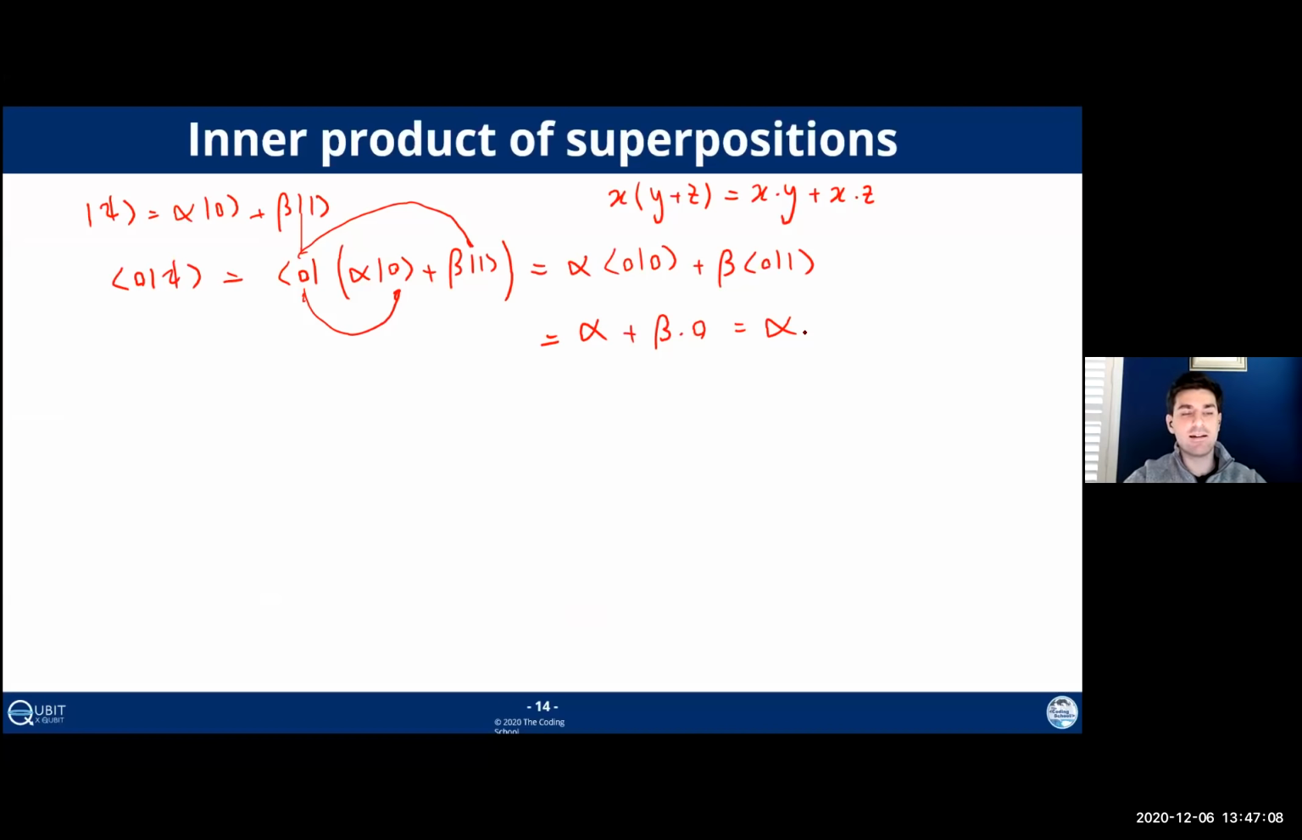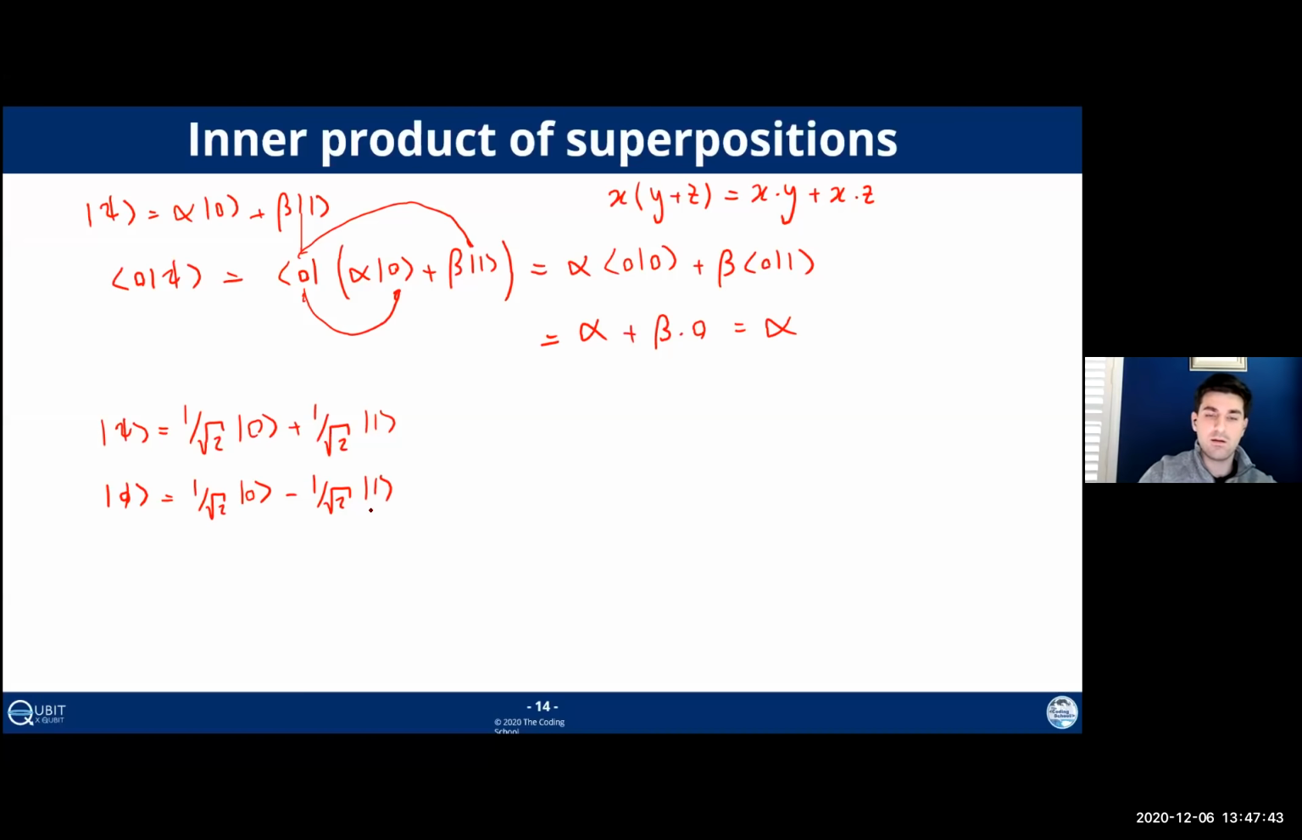So now let's look at some other states. Let's make things a little bit more complicated. Now let's look at the inner product of two superposition states. So let's say I have again state psi, which is equal to 1 divided by square root of 2 times 0 plus 1 divided by square root of 2 times 1. And then I have the state phi, which is 1 divided by square root of 2 times 0 minus 1 divided by square root of 2 times 1. And now I ask you, what is the overlap or the inner product of psi with phi?